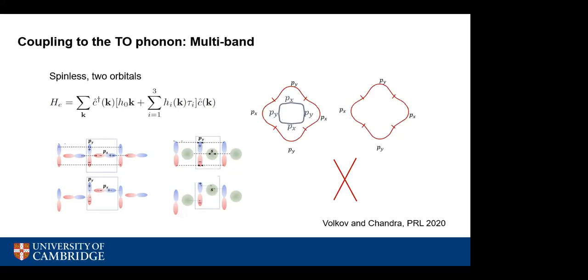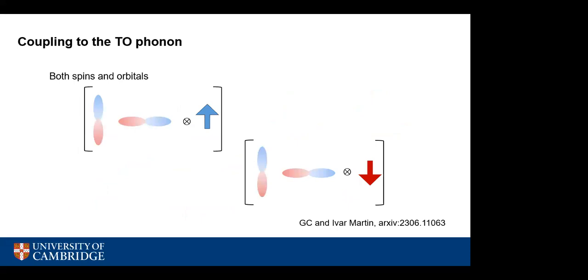And if you just restrict to the spinless case, then the other option is you go to some sort of multi-band feature where there are two bands on the Fermi surface, or you are close to some sort of Dirac crossing, which this paper focuses on. But a more general scenario is to consider both spin and orbital. So then you have an up-spin block and a down-spin block, and both of them have your two orbitals involved.